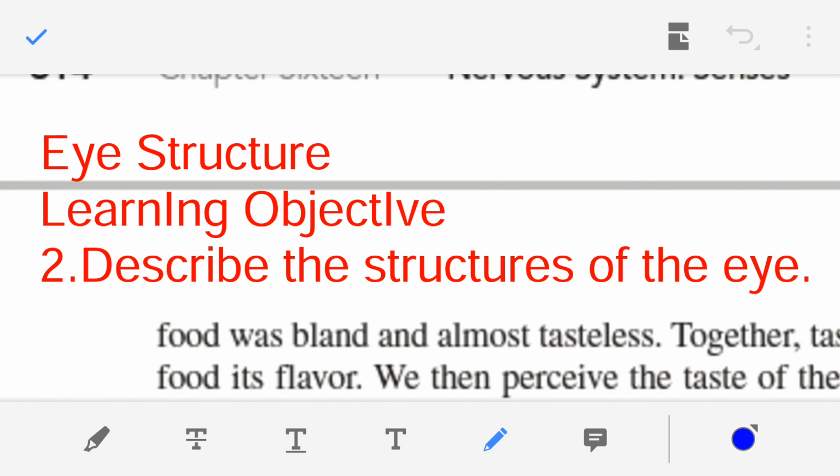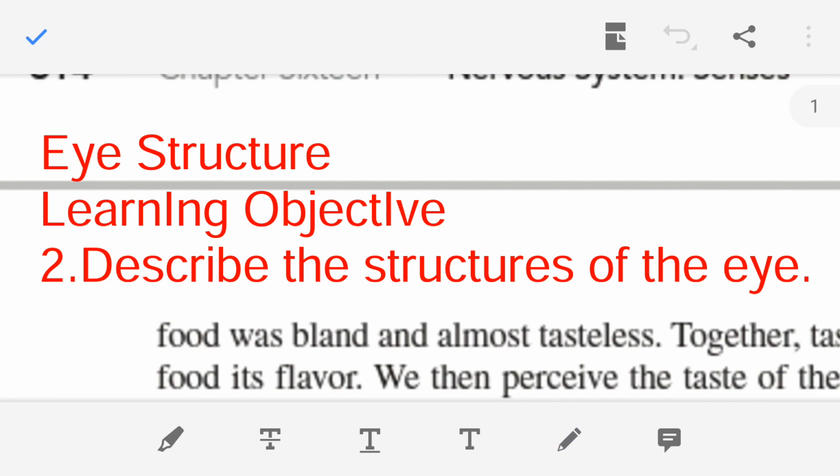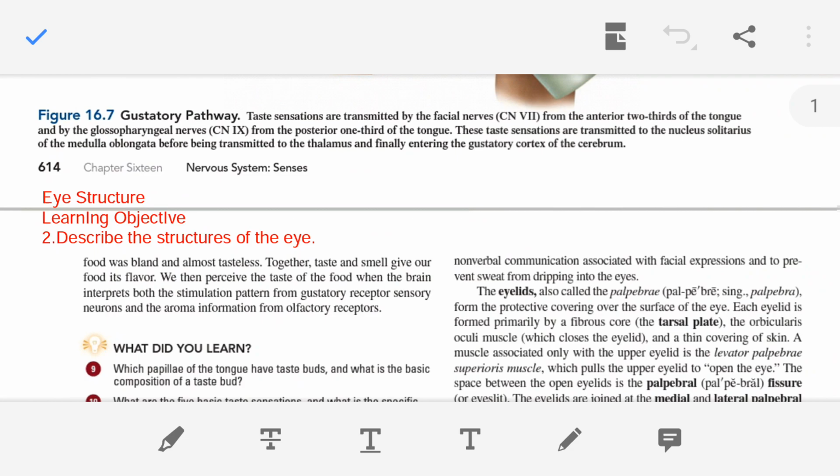Learning objective, what we are going to discuss in this lecture. So in this lecture, we are going to describe various structures of the eye, what our eye is made up of, which are the components that make our eye.